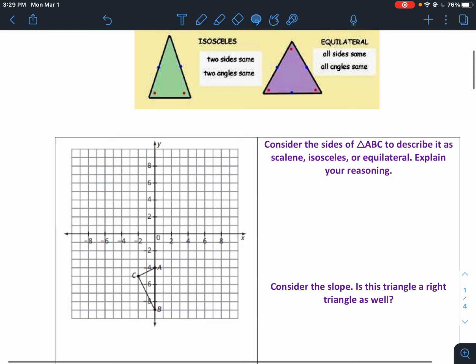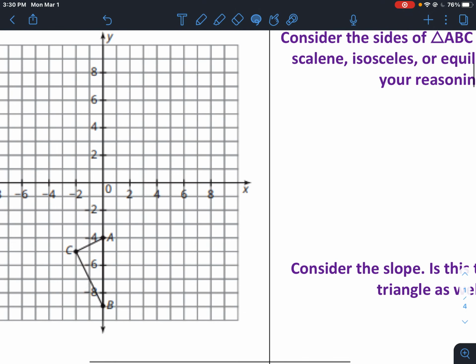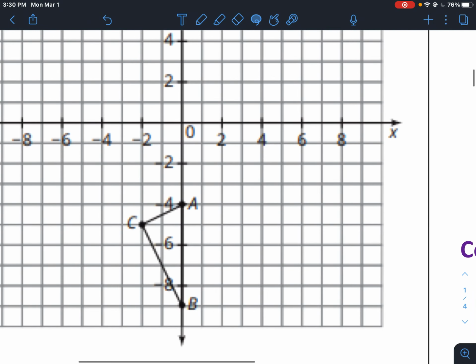So first we're going to look at side length. Just focusing on side length. Then we'll consider the slope to see if it's a right triangle as well. So let's identify the coordinates of each point. Point C is -2, -5. Point A is 0, -4. And B is 0, -9.